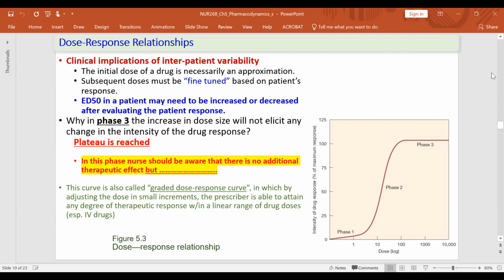Now, in this phase, the nurse should be aware that there is no additional therapeutic effect, but increasing the dose at this point may produce more side effects. The plateau has been reached, effectiveness of the drug response has been obtained, and any further increase of the drug dosage at this point will not affect the response because we have already obtained the desired response, but it will produce more side effects.